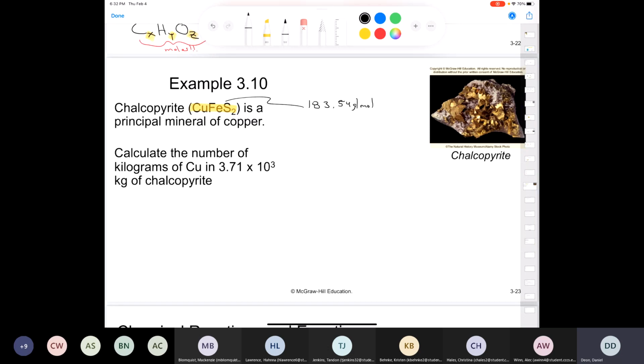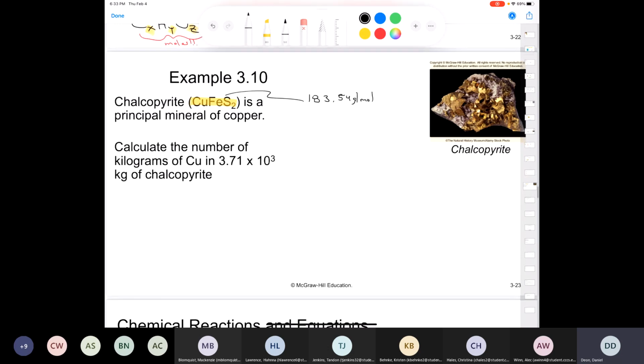And it's asking us for the number of kilograms of copper in it. There's a number of ways you could do this problem. You could take the percentage of copper in the compound, and then multiply that by 3.71 times 10 to the 3 kilograms. That totally works. But I like to show my students how to do things in dimensional analysis. If you understood what I just said and you say, hey, Mr. Dan, I'm just going to try it that way, go for it. But let me show you how to set it up using all the bells and whistles of dimensional analysis.